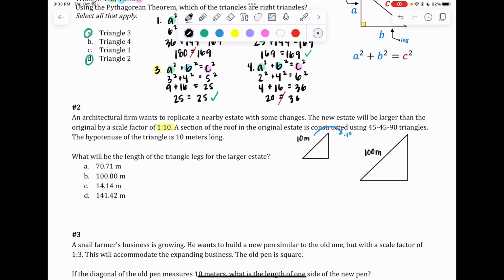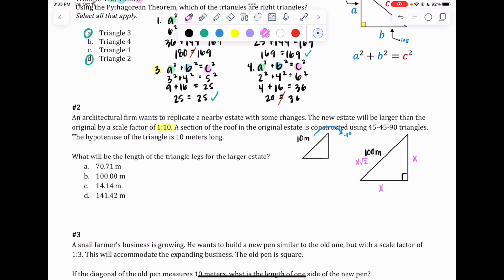And then they said that this roof was constructed using 45, 45, 90 triangles. So no matter how much I change the scale by, so if I multiply by 10, multiply by 20, whatever it may be, it's going to stay proportional. So it's still going to be a 45, 45, 90 triangle, it's just going to be bigger. So when you have a 45, 45, 90, the ratio that we can use to represent the legs are going to be x and x. And remember, the legs are the non-hypotenuse sides. So this is my right angle. The hypotenuse would be the 100, and those two smaller sides would be the x's. And then the ratio that goes with the hypotenuse is x root 2.